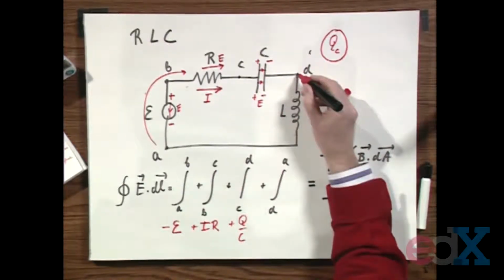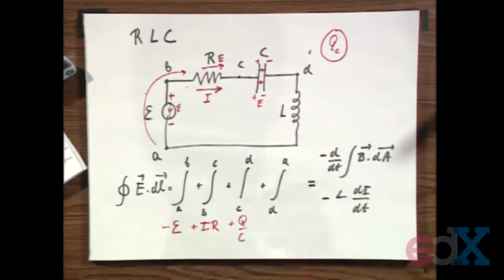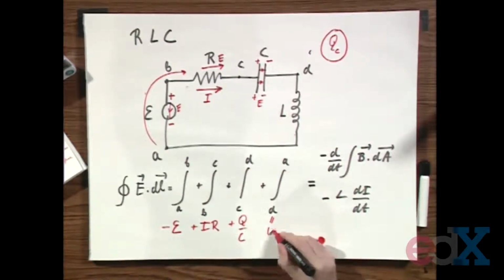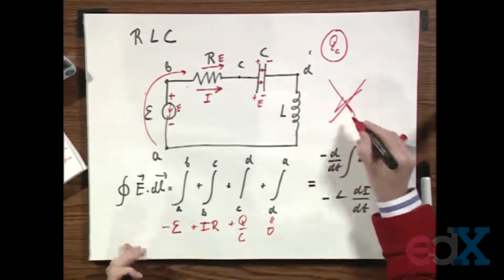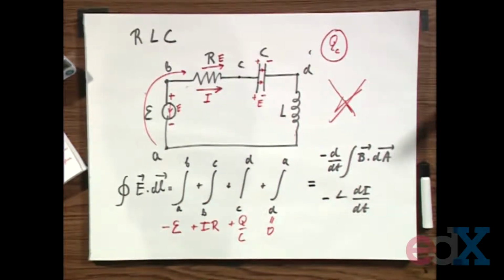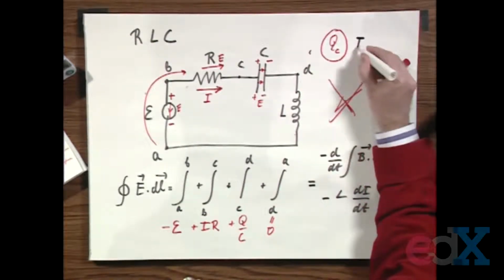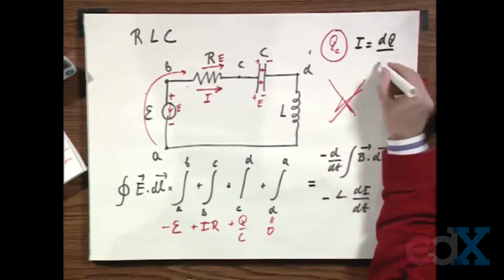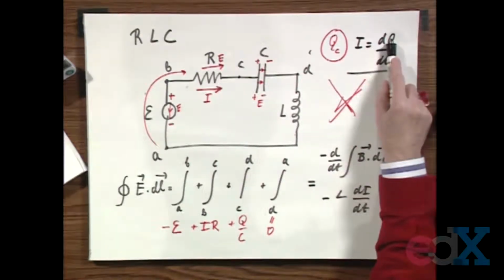What is the integral, from D to A through the self-inductance? Well, that's zero, because there is no electric field in the self-inductance. Kirchhoff's law does not hold. The closed loop integral E dot dl is not zero, it's minus L di/dt. The relation, by the way, between this Q/C and the current is I equals dq/dt on the capacitor. That relates the current with the charge on the capacitor.